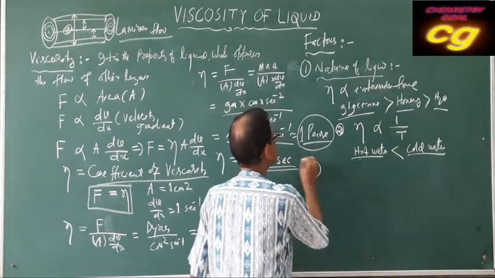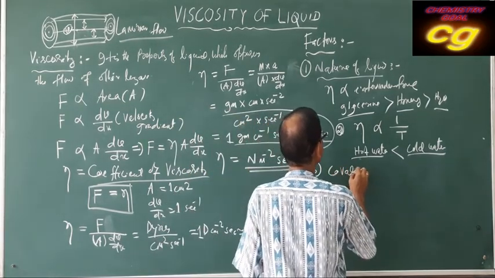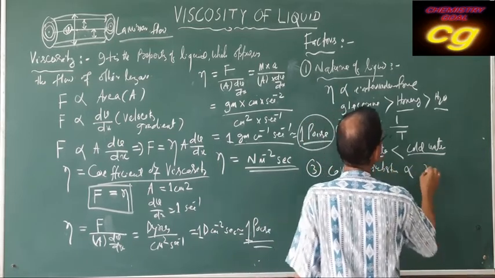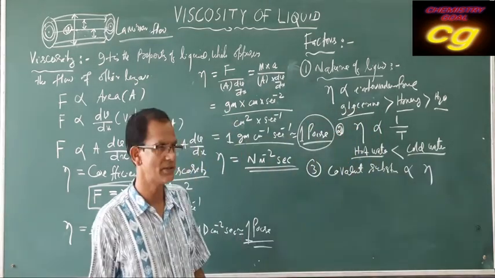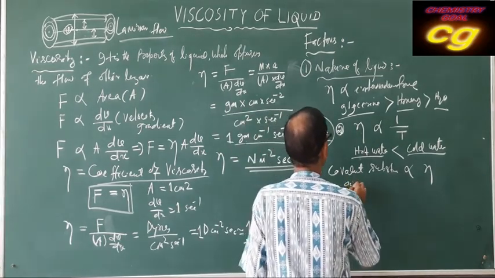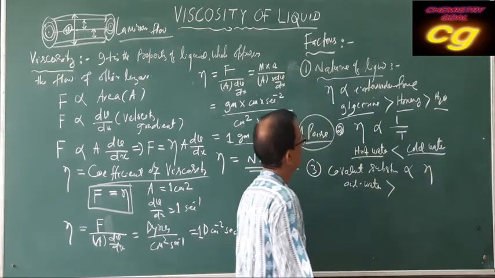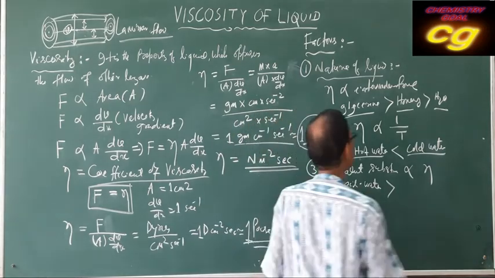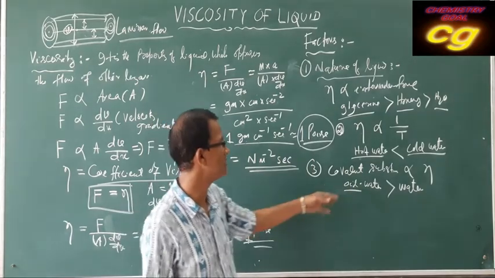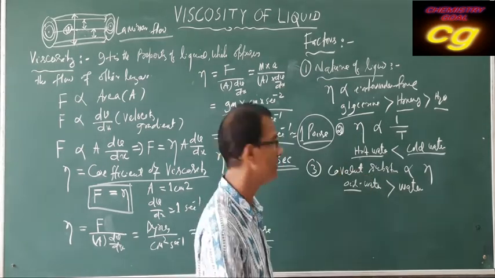The third factor is, if you add a covalent substance, eta will increase. If you add oil to water, then viscosity is more. Oil water is more viscous than water, because oil is a covalent substance mixed in water. But if the substance is highly soluble in water, then viscosity decreases.